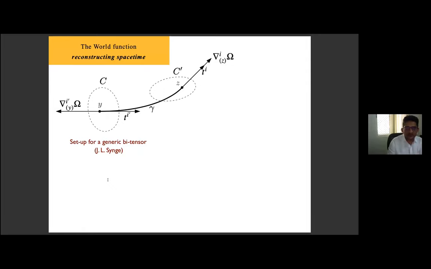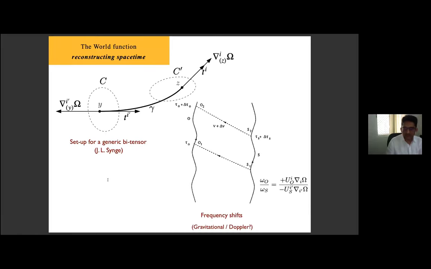So you basically have tangent spaces at two points in the manifold. You construct what are called normal convex neighborhoods, geodesically convex neighborhoods, at both these points. And then you define objects which transform as a certain kind of tensor at y and a certain kind of tensor at z. These two kinds need not be the same. For example, a bi-tensor can be a scalar at y and a vector at z, and so on. We'll encounter these objects as we go along.